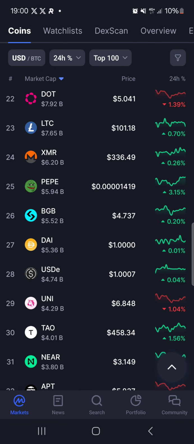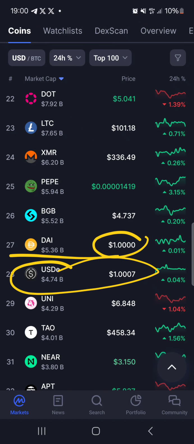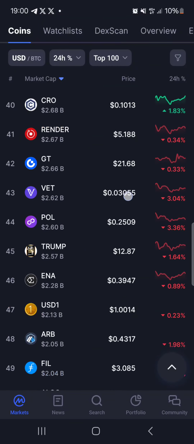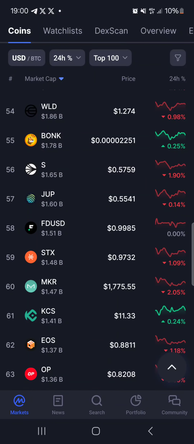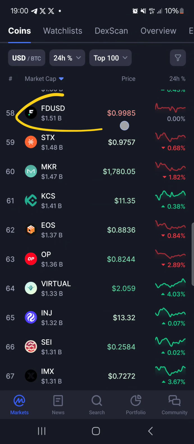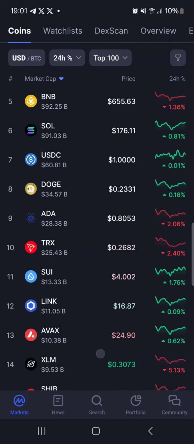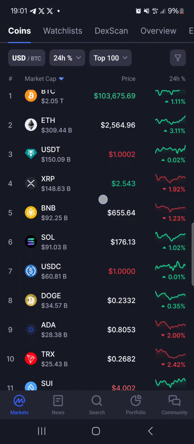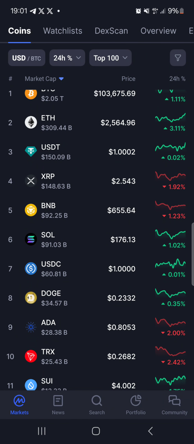Now we have another one here, DAI. This is also a stable coin. We have USDE, okay, and FDUSD. There's another one down here. Yes, this is also a stable coin, so don't trade this. Now I'm going to pick a coin here of my choice, and let me take from the top 10.